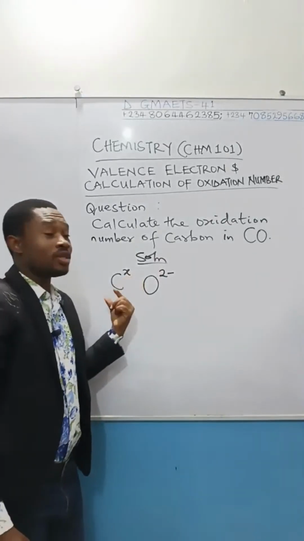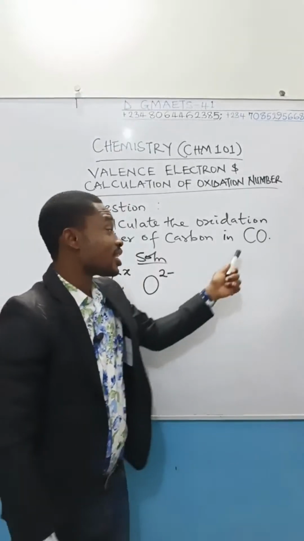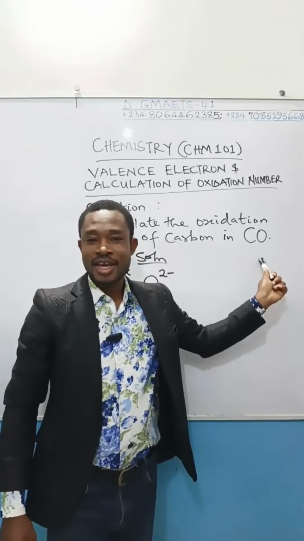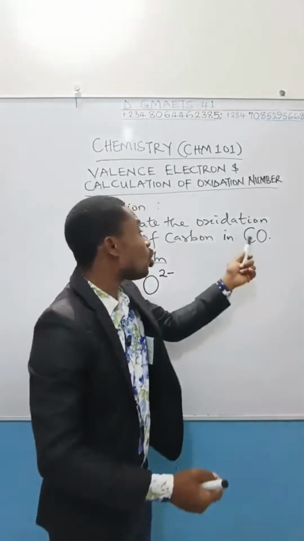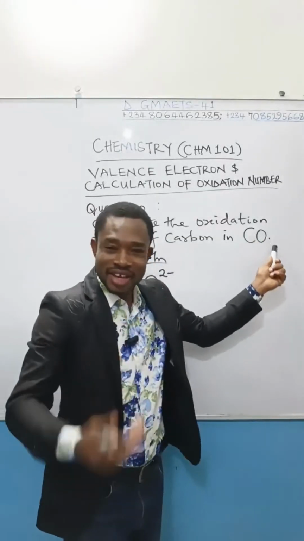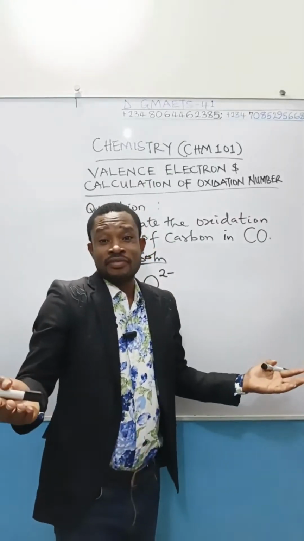Oxidation number of carbon is what I am looking for, so it becomes our unknown. This is a compound, a full compound. Yes, it's a binary compound. How do you know that this is a compound? There is no ionic charge here. Nothing like plus, nothing like minus. Therefore, it is a compound. Of course, that is how you identify a compound.